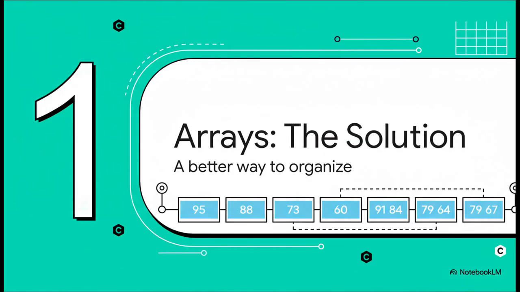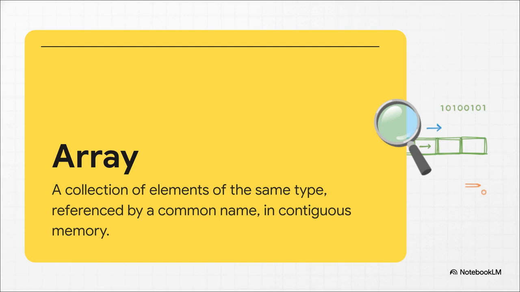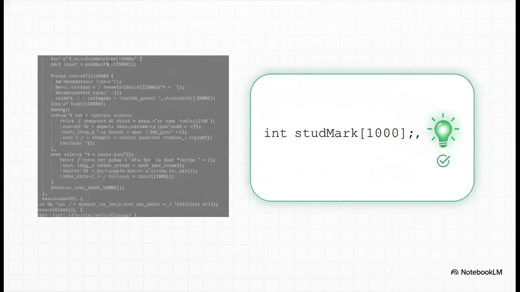This is where we bring in the hero of our story, the array. It's the elegant solution, a tool designed specifically for this kind of problem, organizing big collections of data, just like our students' scores. So what exactly is an array? Well, when you boil it down, it's really three main things. First, it's a collection of items that are all the exact same type. So all integers or all characters, you get the idea. Second, they all share one single name. And third, and this is key, they're all stored right next to each other in the computer's memory, in one continuous block.